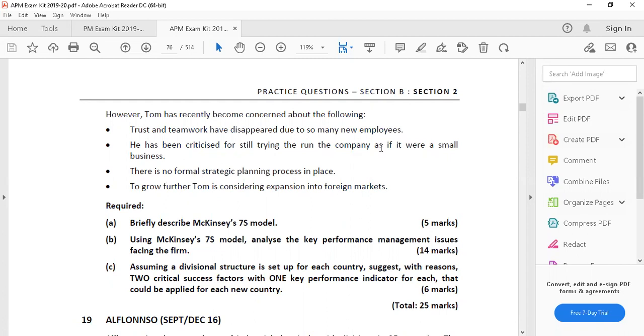So we need to explain the model, and then with specific reference to this particular organization, using McKinsey's 7S model, analyze the key performance management issues facing the firm. Then, let me put this in an Excel file. Shall we do the case study now, or take it up next week?